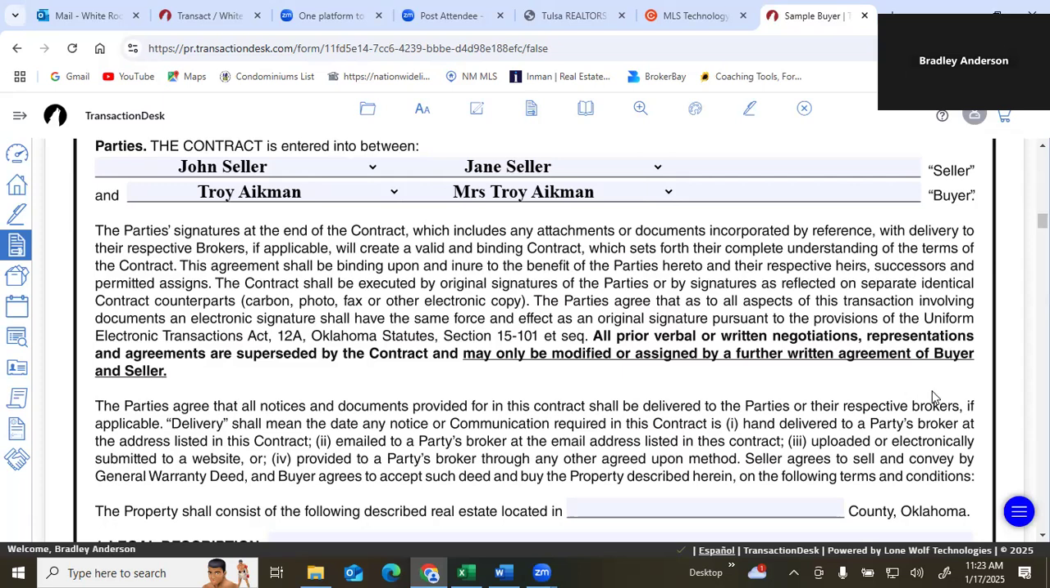So whenever agents try and kind of step outside their lane, I always remind them: who is party to the contract? It's only the buyer and only the seller, not you as the agent. Okay. All right.